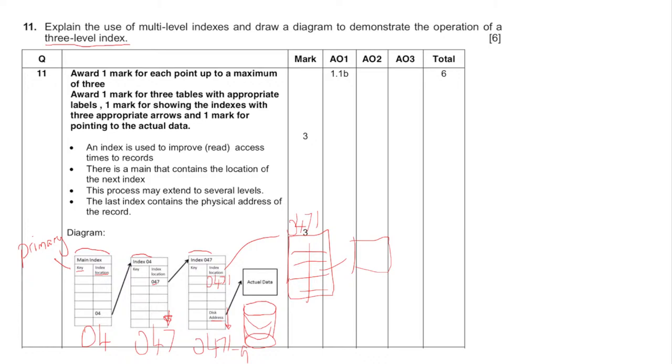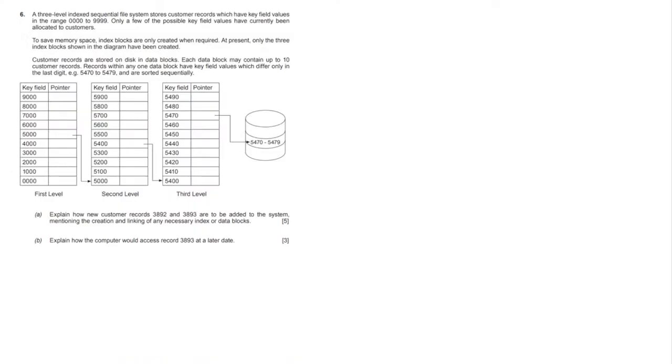So, let's have a look at a question on this then. I don't know if you can see that again. Can you see that? Let me know if you can see it. It says a three-level indexed sequential file system stores computer records which have key field values in the range of 0000 to 9999. Only a few of the possible key field values have currently been allocated to customers. To save memory space, index blocks are only created when required. At present, only three index blocks shown in the diagram have been created.